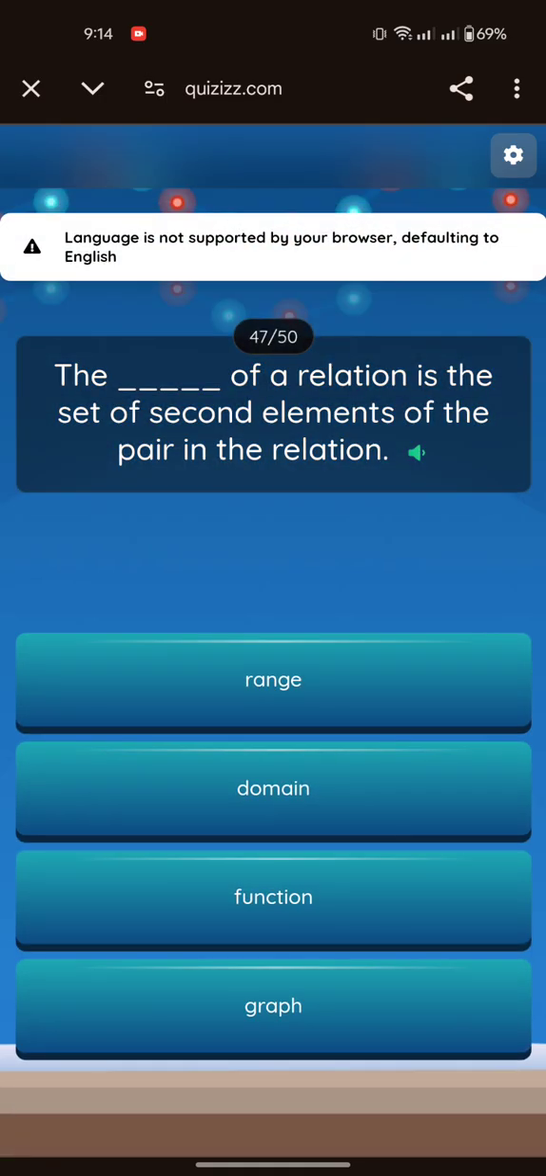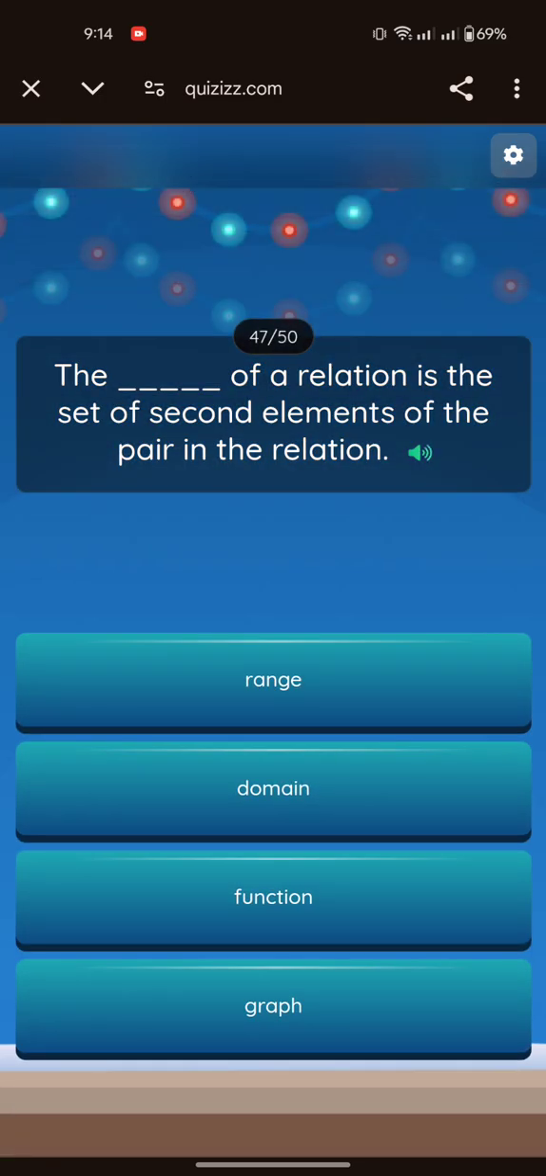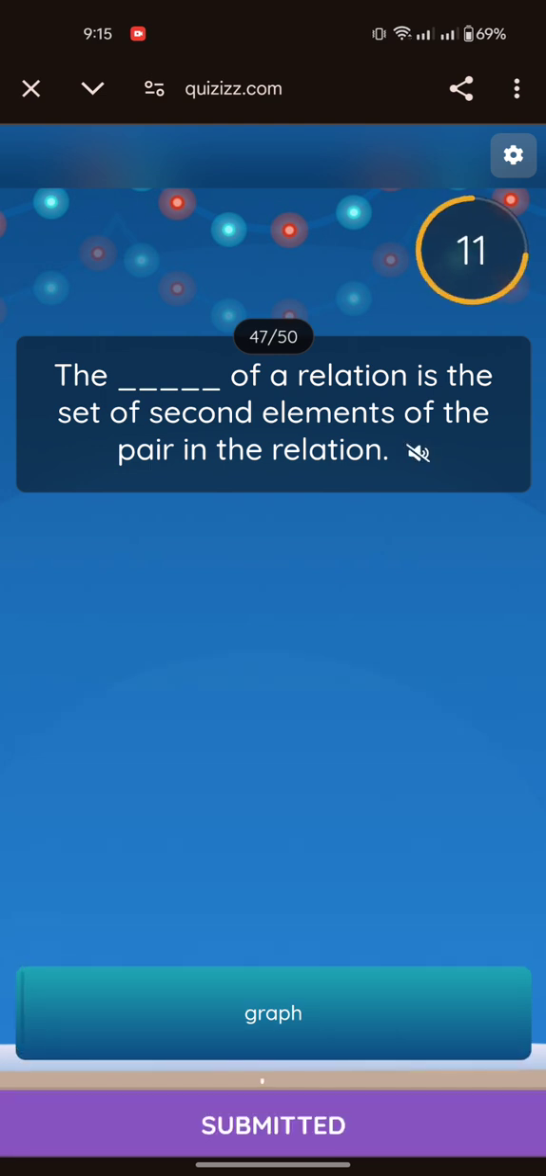Question. The blank of a relation is the set of second elements of the pairs in the relation. Option 1, range. Option 2, domain. Option 3.